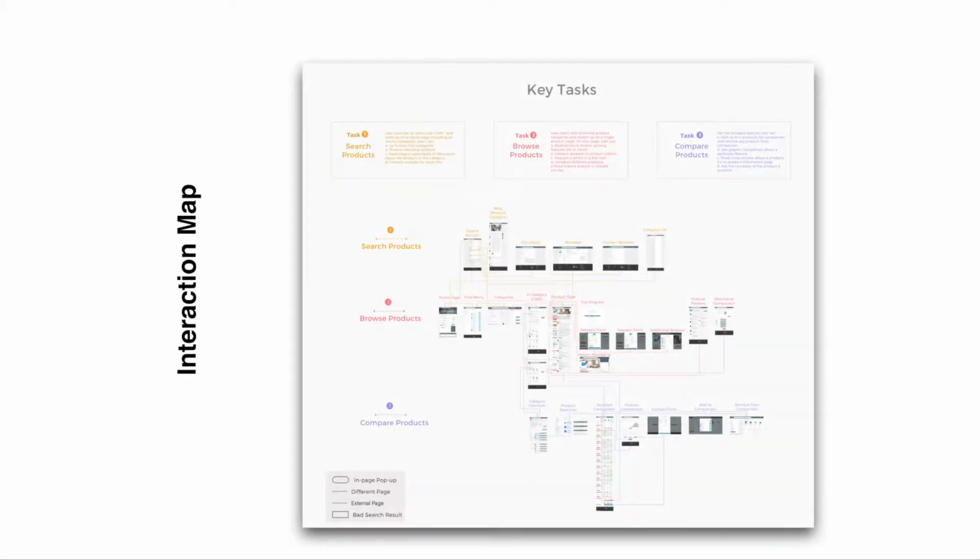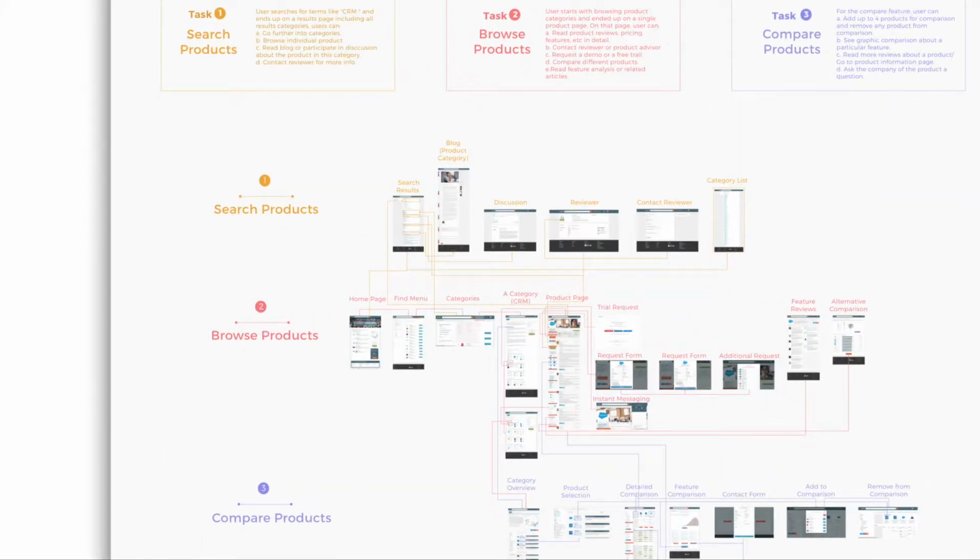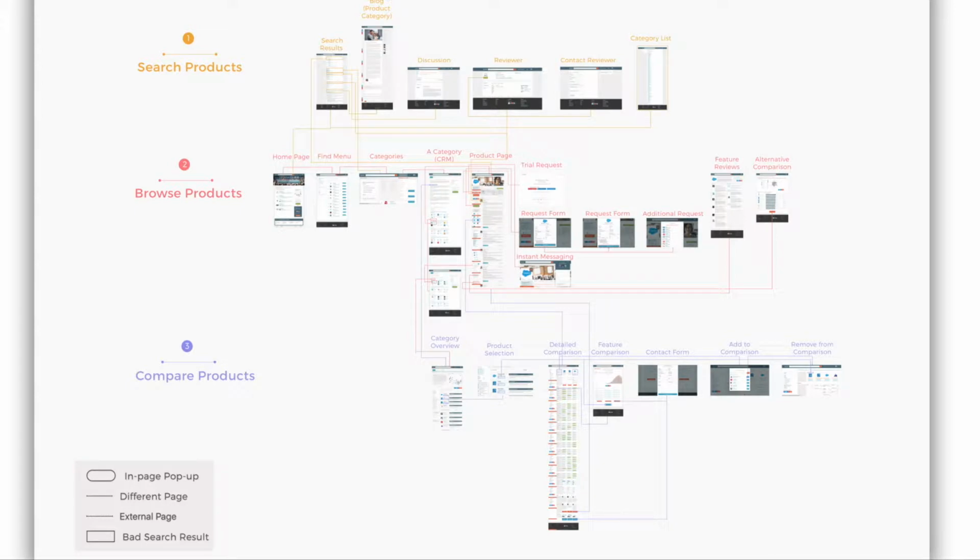First, in order to strengthen our understanding of G2 Crowd as a whole, we mapped out the key features of the website. This interaction map allowed us to visualize the common paths that G2 Crowd's users follow when they use the website.